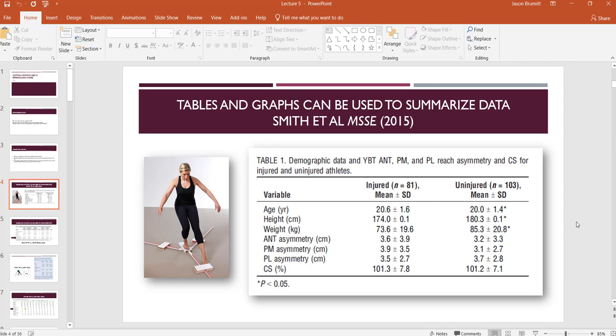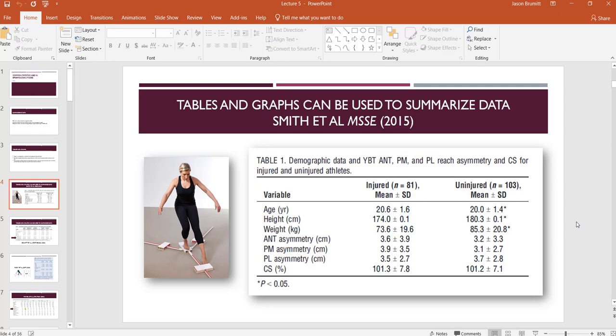His dissertation looked at using tape on the ground, the star excursion balance test, but what he found was that individuals, these high school athletes, if they had poor scores in the shape of the Y, as shown here, that led to a greater risk of injury in that athletic population. So Smith et al. did a study looking at collegiate level athletes, and what we're able to see here is the demographic data. So this gives us information looking at the comparisons between those who were injured and those who were uninjured during the course of the study.